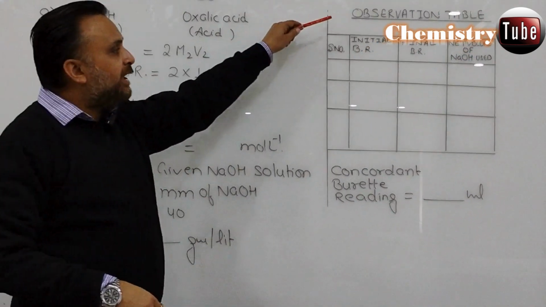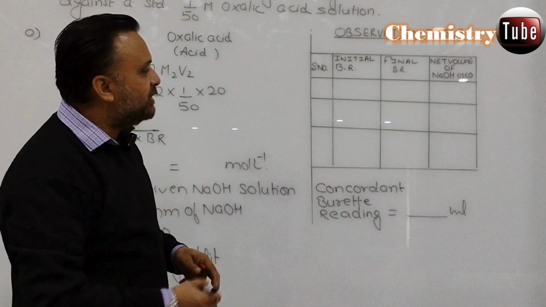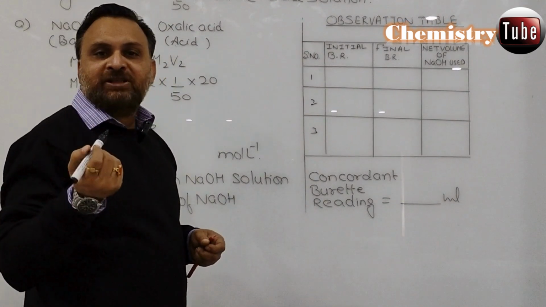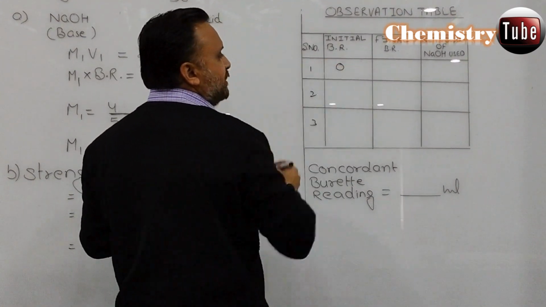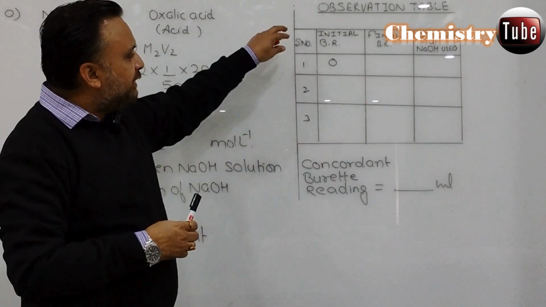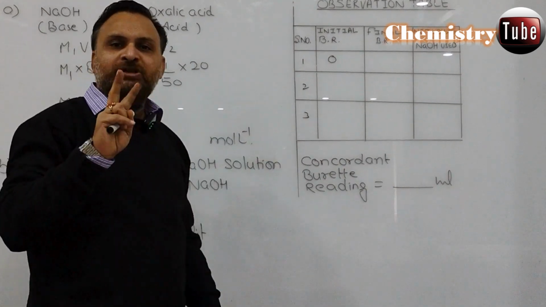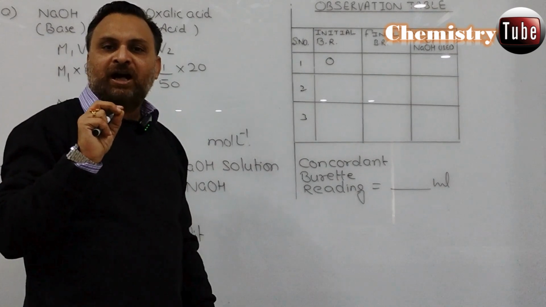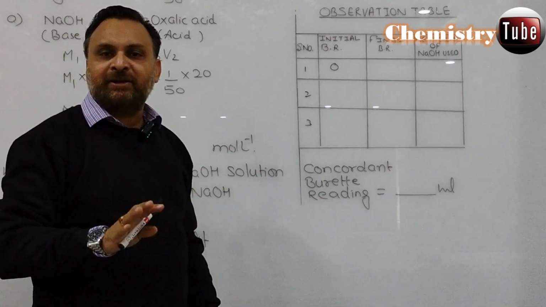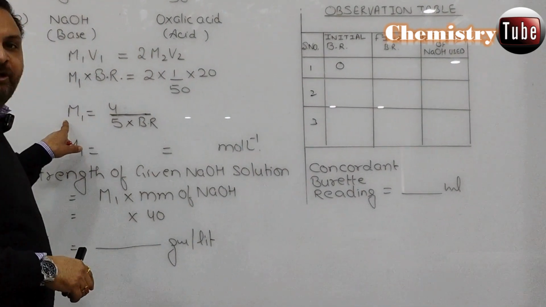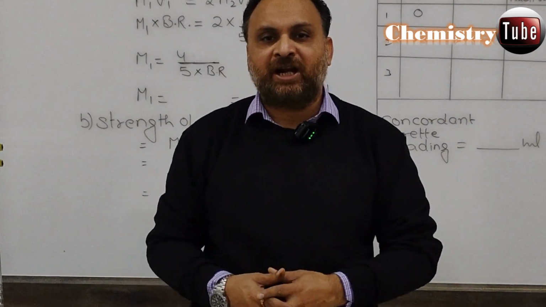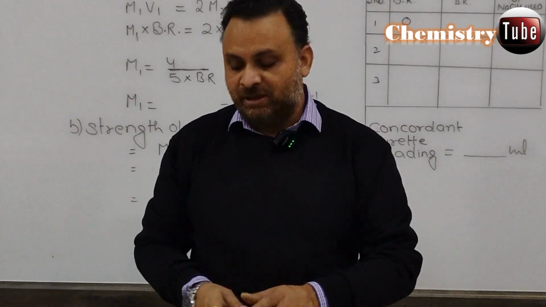Now we have an observation table here. In this observation table, we will take a minimum of 3 readings. Because our burette starts from 0, our initial burette reading will be 0, and whatever readings we obtain from our burette, we will fill in this observation table. Two similar burette readings are termed concordant burette readings, and these concordant burette readings can be used in this formula. Okay, now we will perform it. Now let us see whatever chemicals and apparatus are required for the titration process.